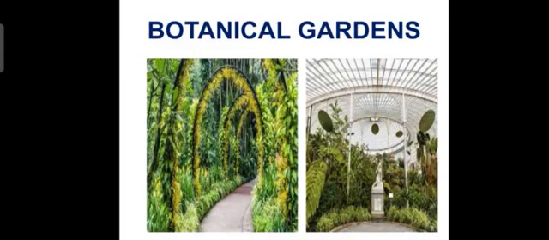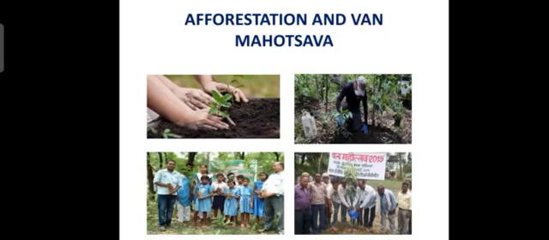Botanical gardens. A collection of living plants designed chiefly to illustrate relationships between the plant groups. Acharya Jagdish Chandra Bose Indian Botanical Garden, Howrah, National Botanic Garden, Lucknow, etc. are the examples of botanical gardens in India. Afforestation and Van Mahotsav. Planting of trees is called afforestation. Indian government supplies tree saplings to encourage planting at various places. Van Mahotsav is celebrated every year to plant trees.